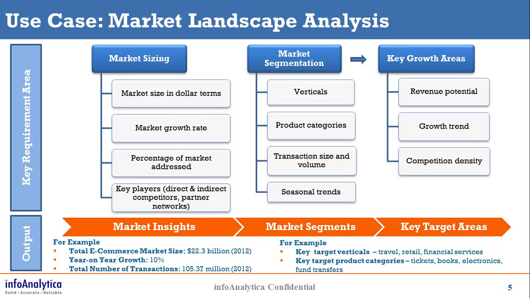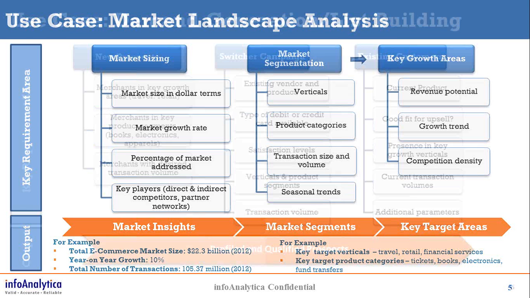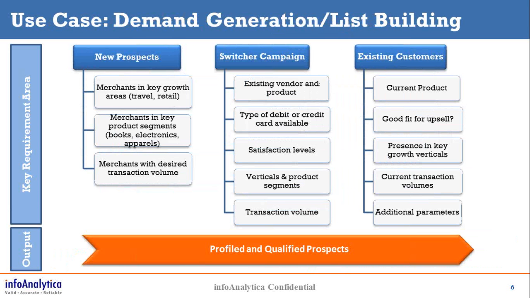After concluding with the market analysis, we started identifying prospective customers based on the market research that we had performed. The three areas the customer was interested in were how to gain new customers, which prospects could be targeted for switcher campaigns, and finally, deeper insight into how to improve revenues from existing customers based on areas such as cross-sell or upsell opportunities, their presence in growth verticals, transaction volumes, and other additional parameters that the customer had identified.